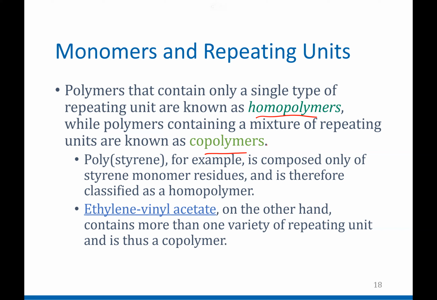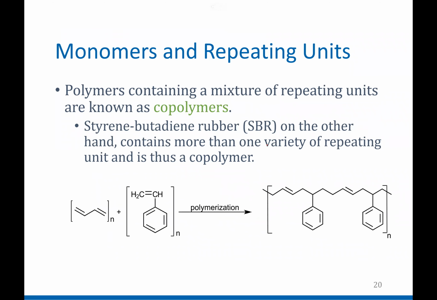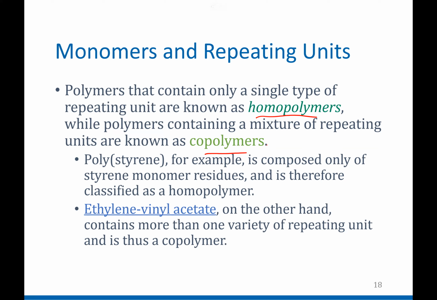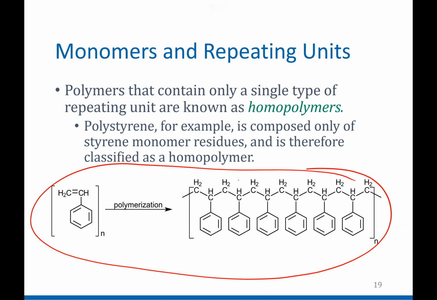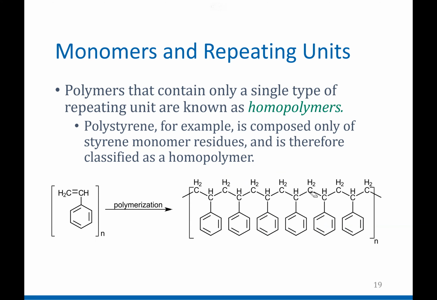Polystyrene is a good example of a homopolymer. It's just this styrene monomer reacted over and over to form polystyrene. Ethyl vinyl acetate contains more than one variety of repeating unit. I have some examples of this here. I'll show you in a minute, but ethyl vinyl acetate would be a little bit more complicated. It has more than one variety of repeating unit, so they call it a copolymer. So here's an example, and again, you're not going to have to draw this. Don't worry. You need to know how to classify what a homopolymer is.